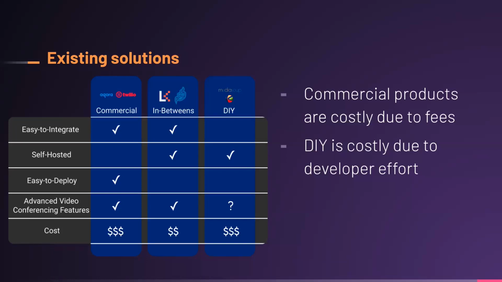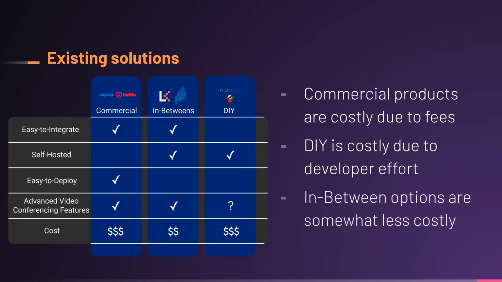The in-between solutions are full-featured open source projects specifically designed for video conferencing applications. This is relatively low cost. Like commercial products, these are easy to integrate, but like a do-it-yourself approach, the developer must self-host the application, and this is not an easy to deploy option. Last thing to note here is that commercial solutions and the in-betweens include advanced video features. So here we're thinking about things like breakout rooms, customized backgrounds, and so forth, which may not be required for all applications. When we looked at these solutions, we saw a gap, and to bridge this gap, we built Arbiter.